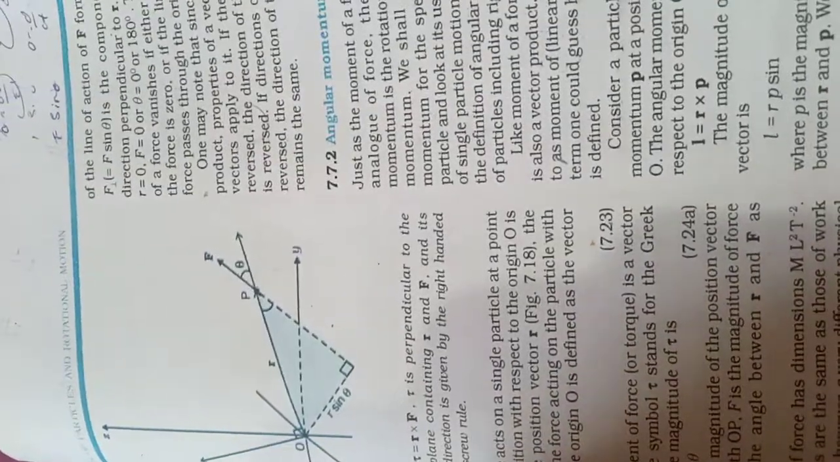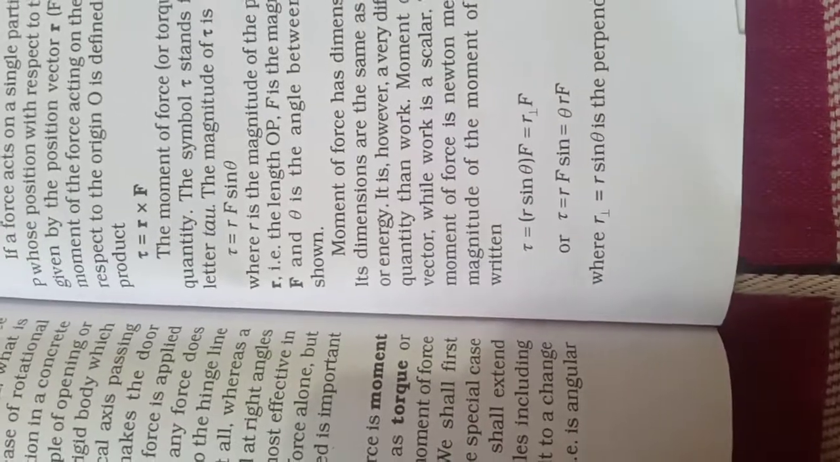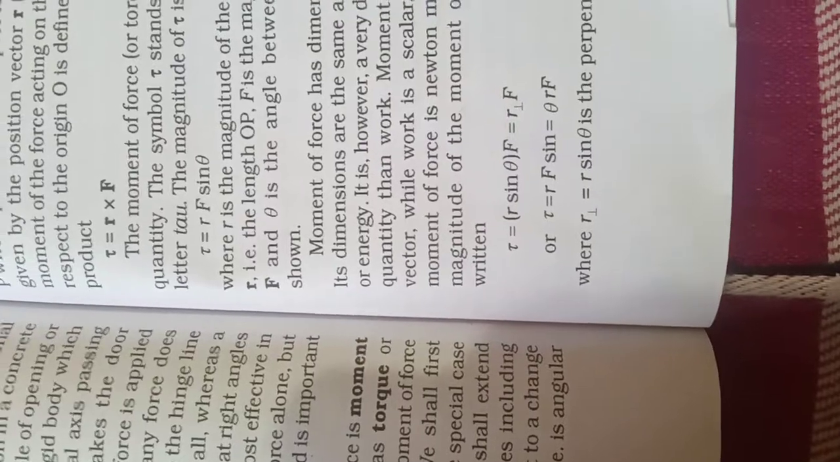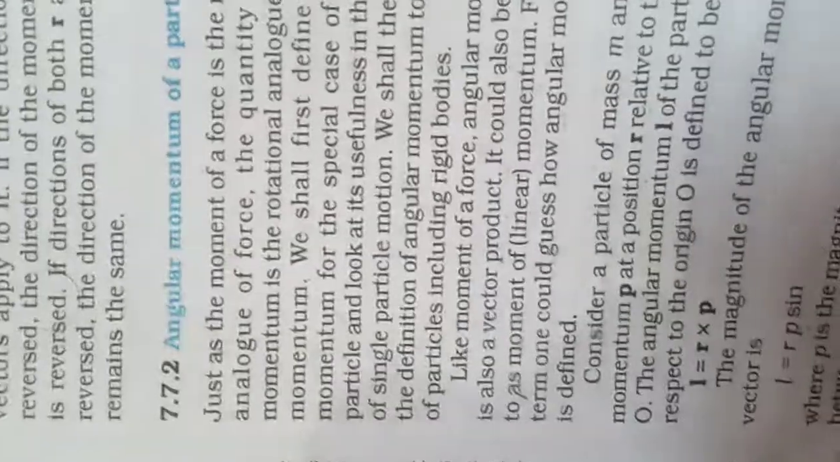The magnitude of the moment of force may be written as tau equals r sin theta times F, which equals r perpendicular times F. Here r perpendicular, which is r sin theta, is the perpendicular distance of the line of action of F from the origin, and F sin theta is the component of F in the direction perpendicular to r.